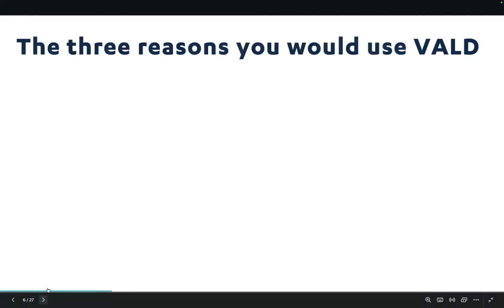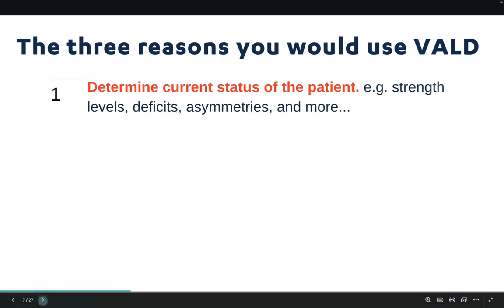So there are 3 reasons why you would use the VALD assessments, I feel. Number 1 is to determine the current status of the patient or the athlete. So again, just objective testing: how strong are they? Where are their deficits? Where are their asymmetries, left compared to right? And is that correlated with their presenting complaint? It's to develop a baseline status of where they're at in regards to those tests.